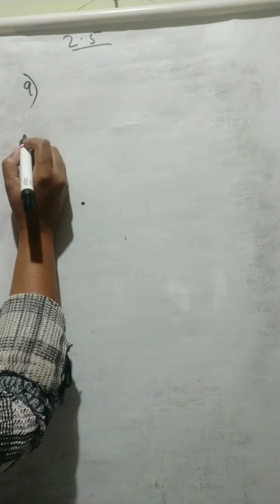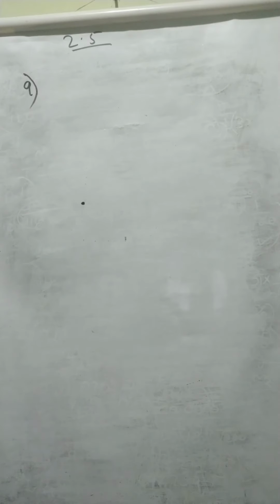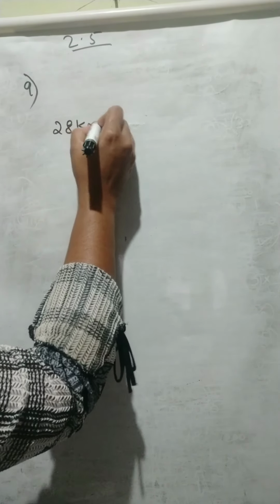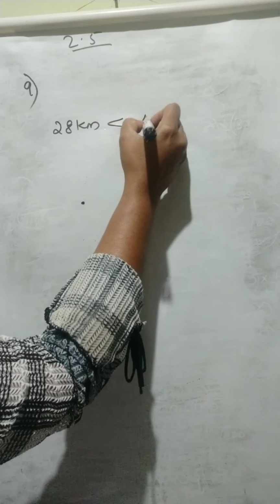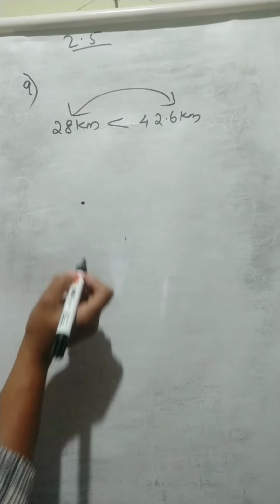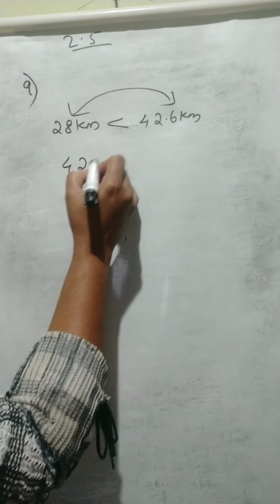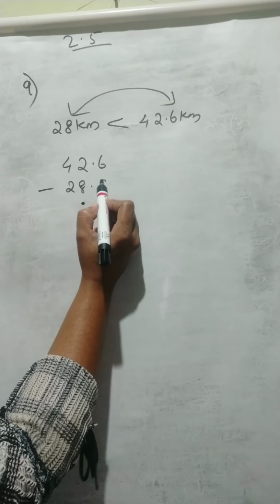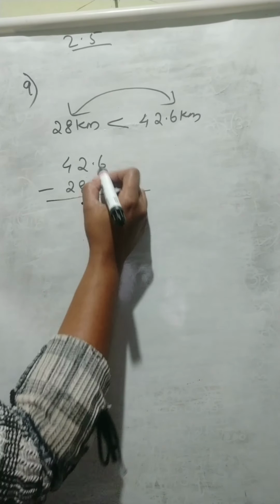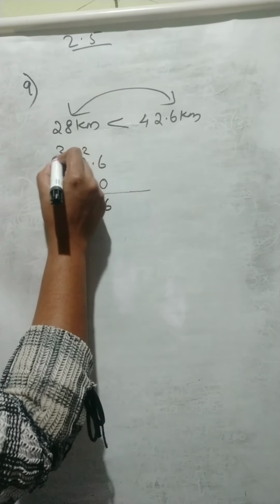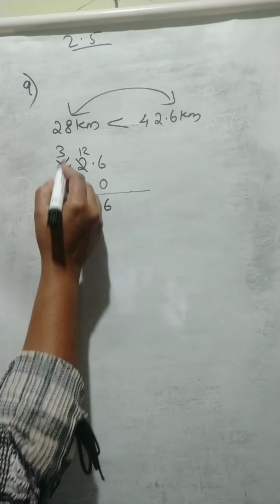For this 9th question, how much less is 28 kilometer than 42.6 kilometer? That means we know 28 kilometer is smaller than 42.6 kilometer. So what is the difference between the two? We can write 42.6 minus 28 point. There is no decimal part, so we can keep 0.0. Then 6 minus 0, 6 itself. Then 12 minus 8 is equal to 4. Then 14.